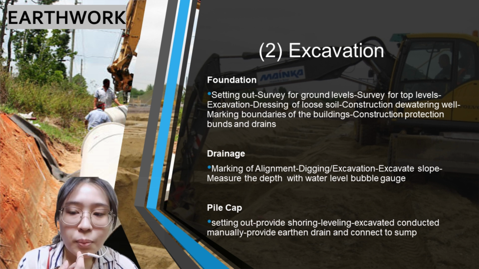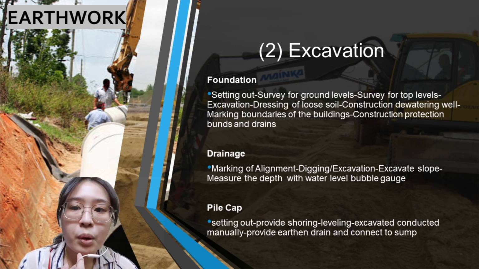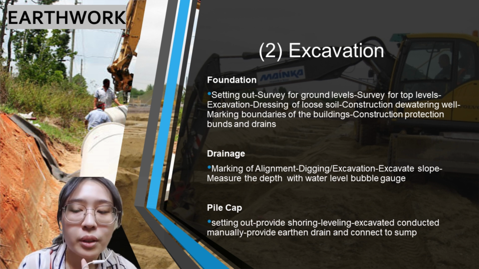Third is the excavation of the bulkhead, and here we will set out and provide shoring. Then we will do the leveling. Then only we will excavate to the design depth. Then we will provide the hidden drain and connect to the sump to pump out the excess rainwater.